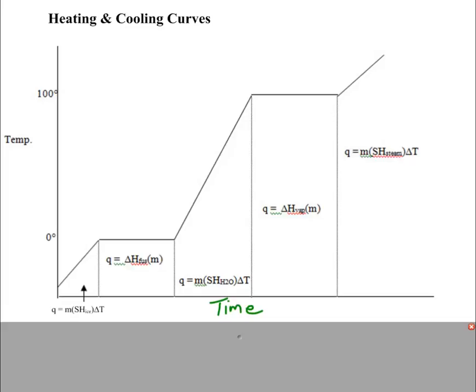We have a single substance. In this case it is water, because we know that we have 0 degrees and 100 degrees and the horizontal portions are at those temperatures, so we can make the fairly safe assumption that we're dealing with water here.